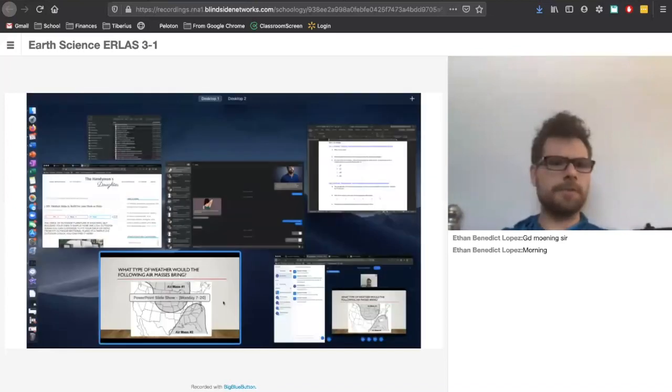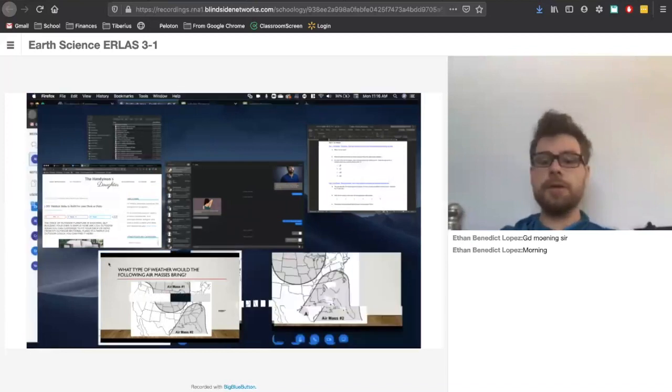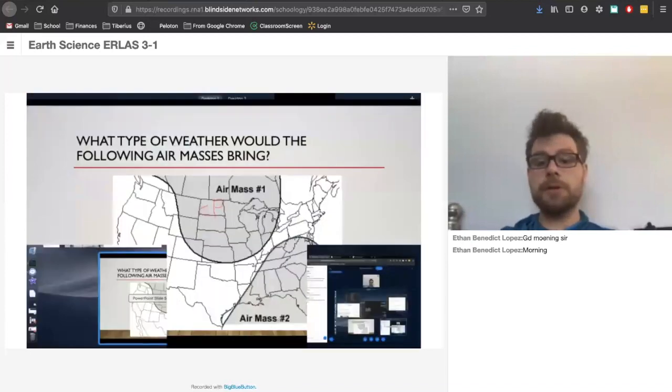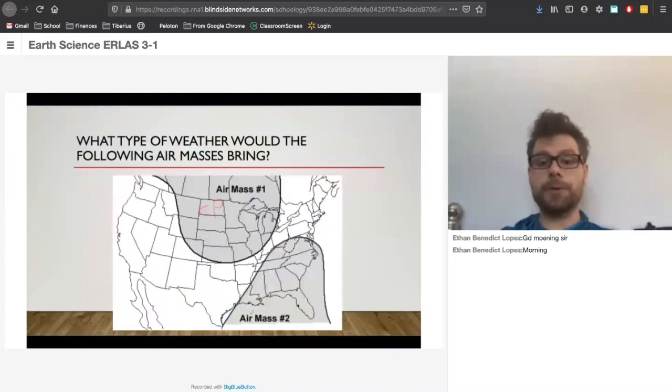Down here, we got one. It actually forms down here in this watery area. This watery area is the Gulf of Mexico. So this is forming in a watery area, not the continent, so this is going to be an M air mass. And what do we know about Mexico? Is Mexico hot or is Mexico cold?